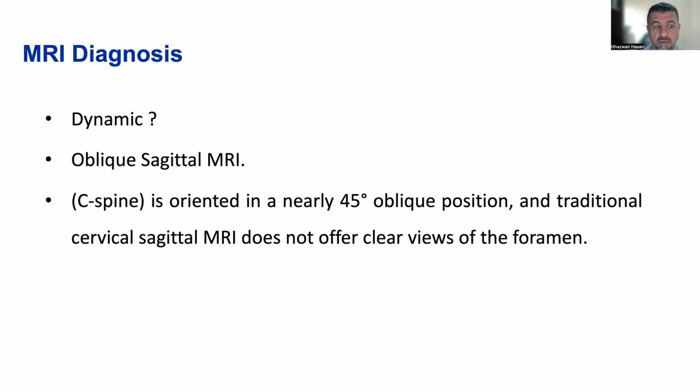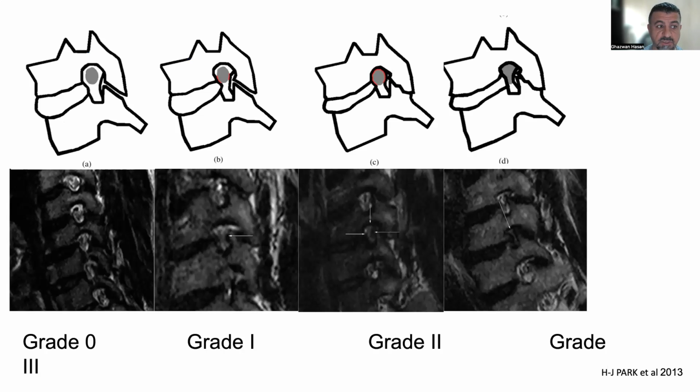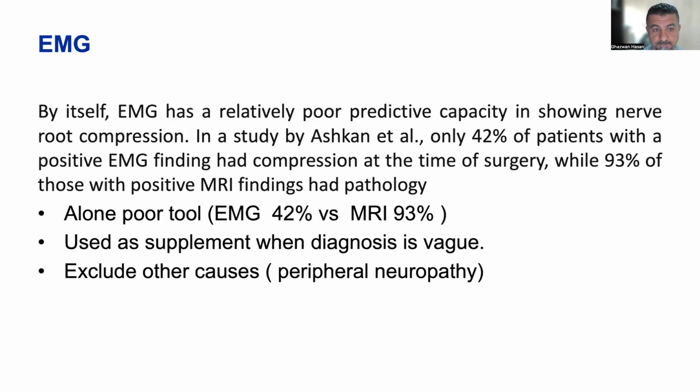When we start with the MRI, we have many options. I routinely do the dynamic MRI because I saw that it could add some data over the static. I'm also interested in what's called oblique sagittal MRI, because the C-spine is oriented in a nearly 45-degree oblique position, and the traditional cervical sagittal does not offer a clear view of the foramen. This is the study by Park et al. in 2013, who graded the foraminal stenosis into 4 grades from 0 to 3.